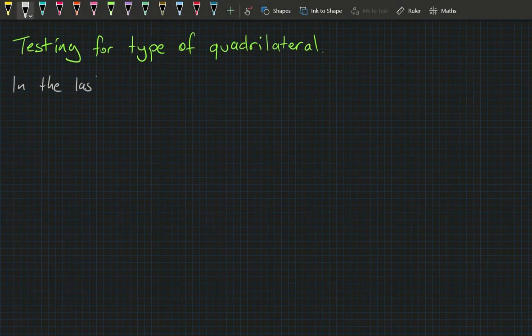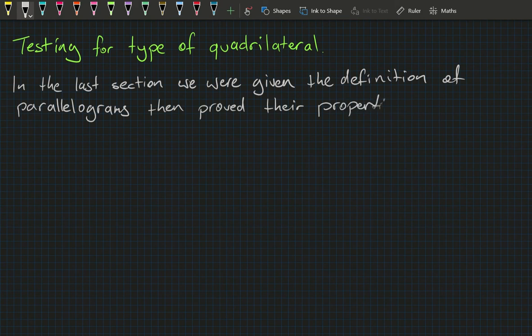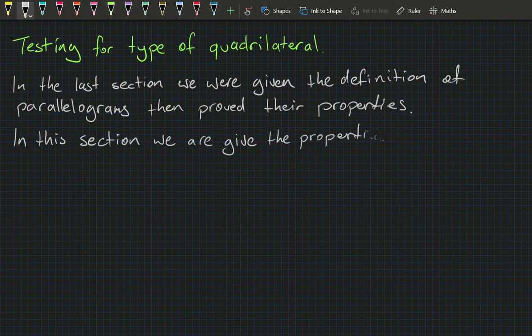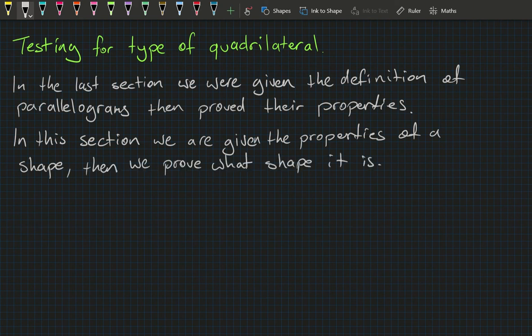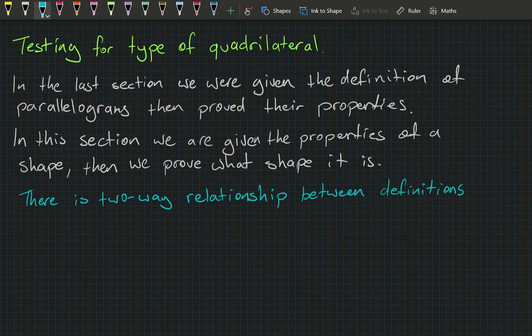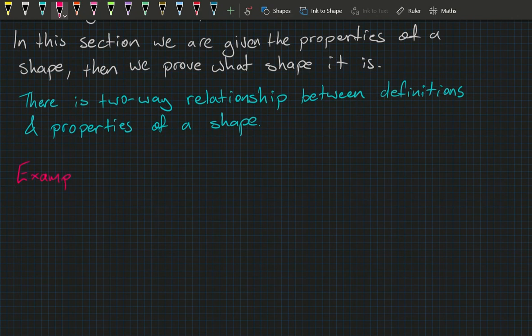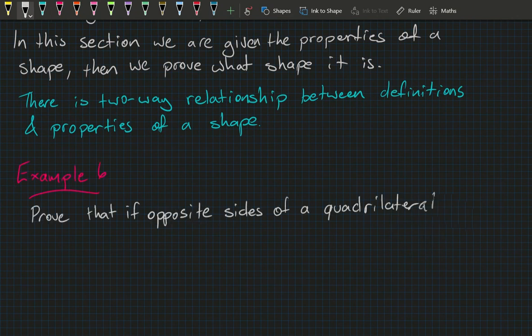In the last section, we were given the definition of parallelograms and then we had to prove their properties. But in this section, we're going to be given the properties of a shape and then use these properties to figure out what the definition of the shape is. This means that there's a two-way relationship between the definition and their properties. Alright, let's try this out in example 6, where we're going to prove that if opposite sides of a quadrilateral are equal, then it has to be a parallelogram.